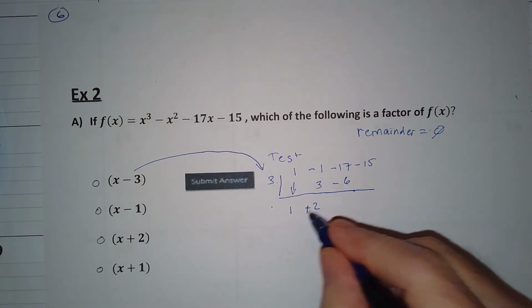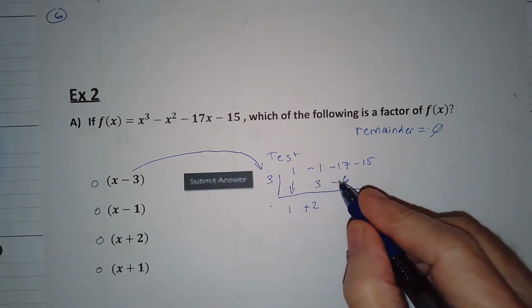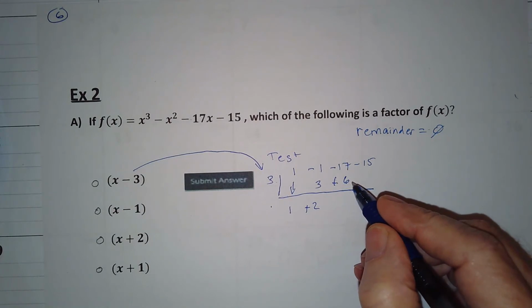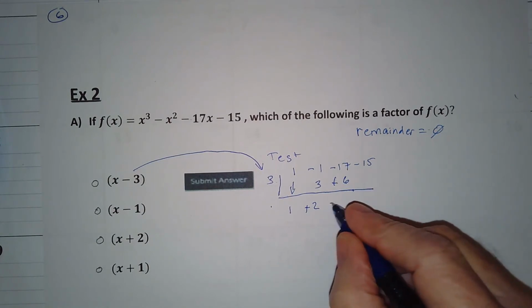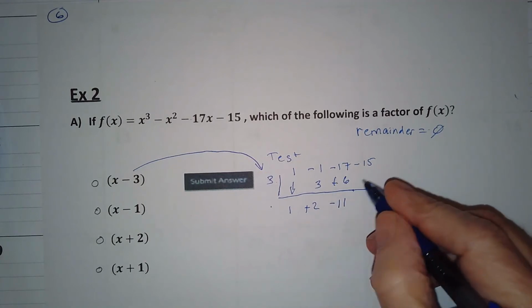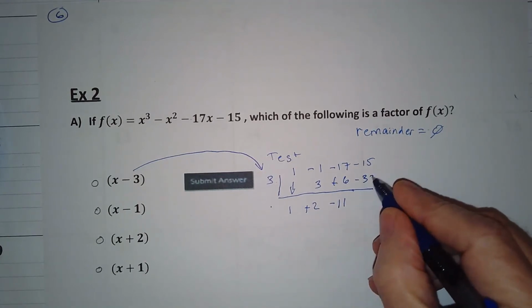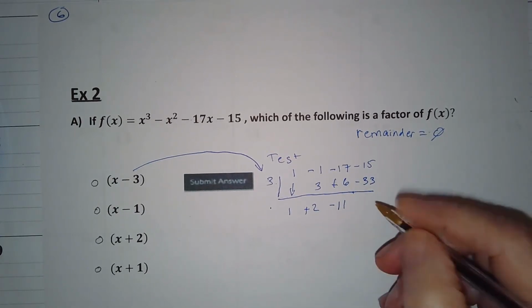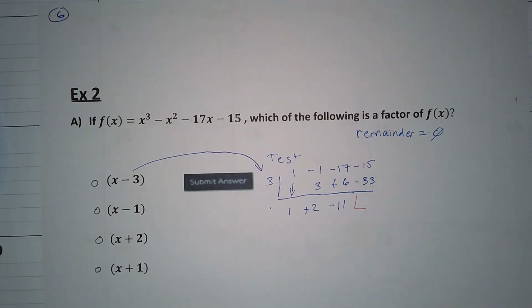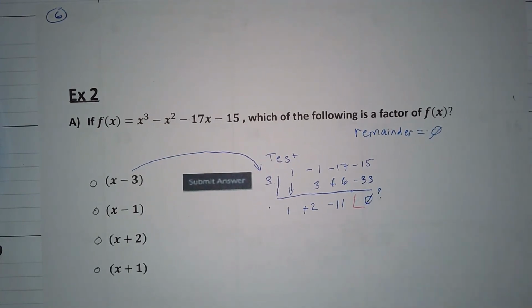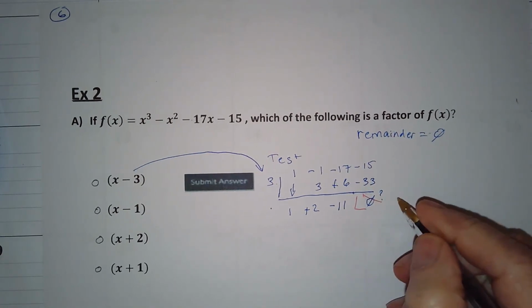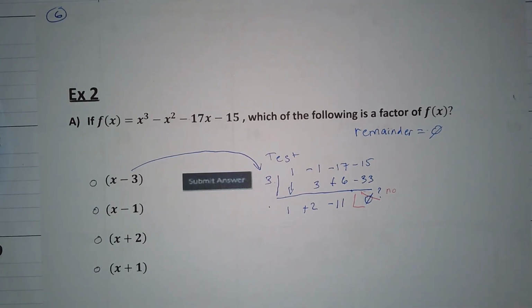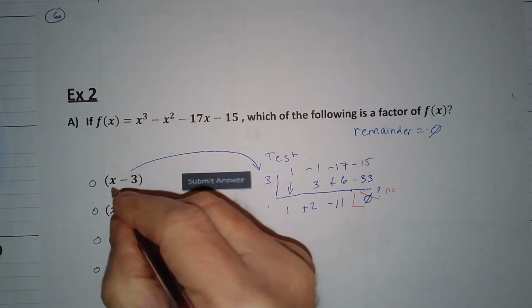I'm sorry, this is positive 2. Positive 2. Negative 1 and positive 3 is positive 2. So this is positive 6. So negative 17 and positive 6 is negative 11, right? And then negative 11 and 3 is negative 33. And quite obviously, if you look at this, you are not going to get 0. So the question was, would this be a 0? No. So this is not the solution because the remainder has to be 0. Okay? So that one doesn't work.